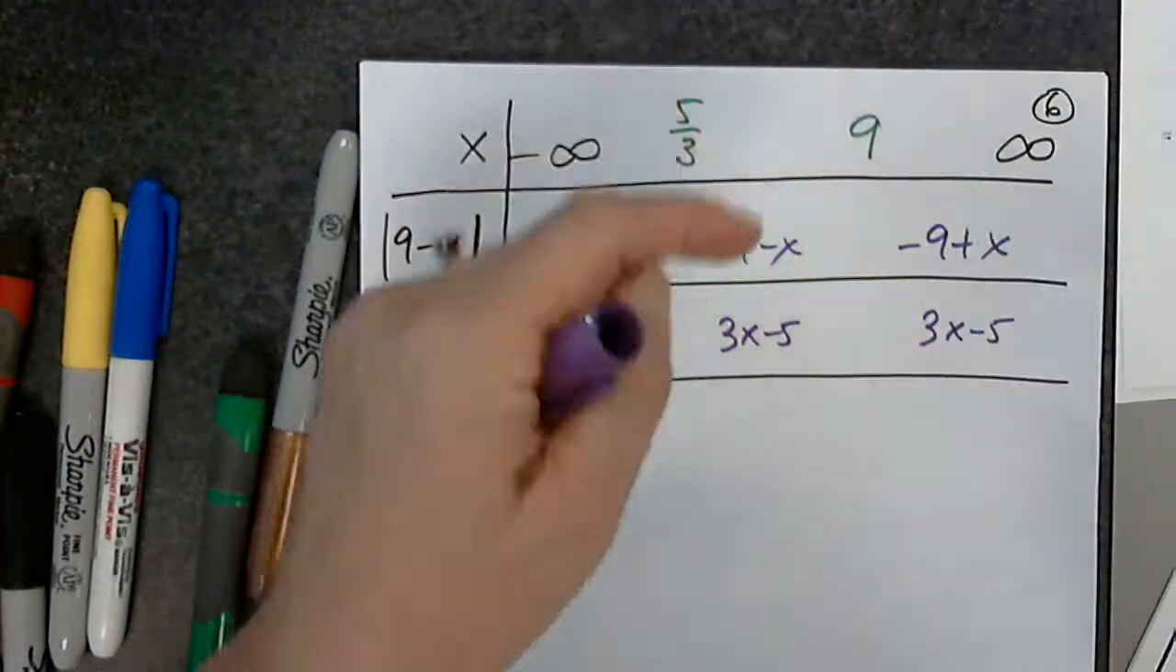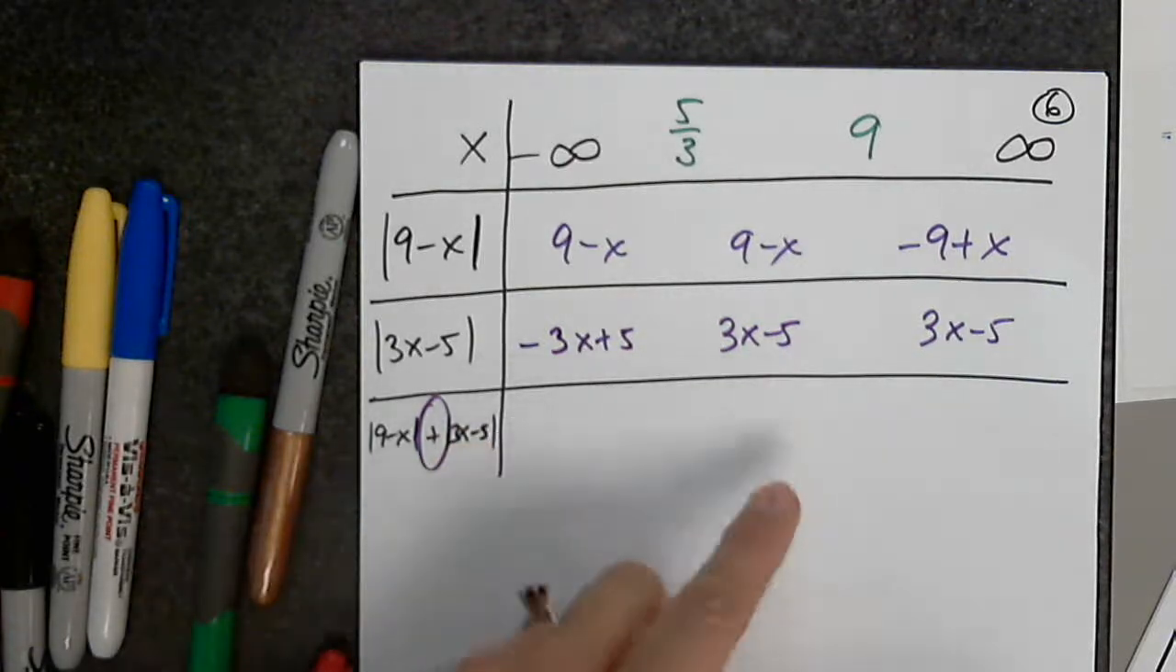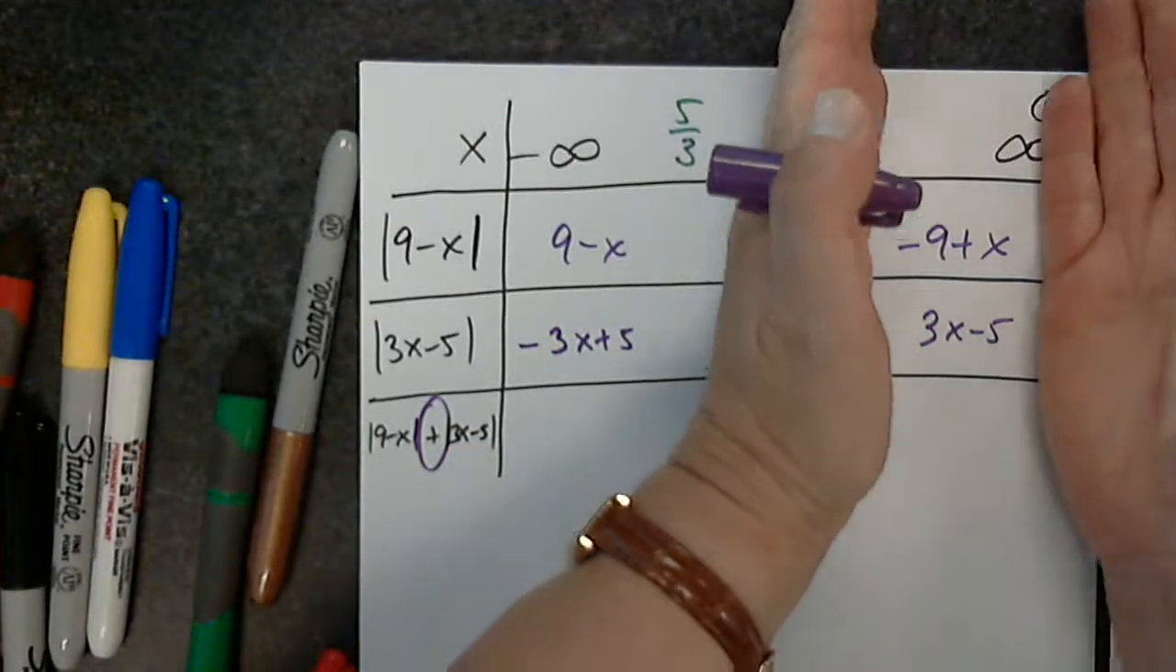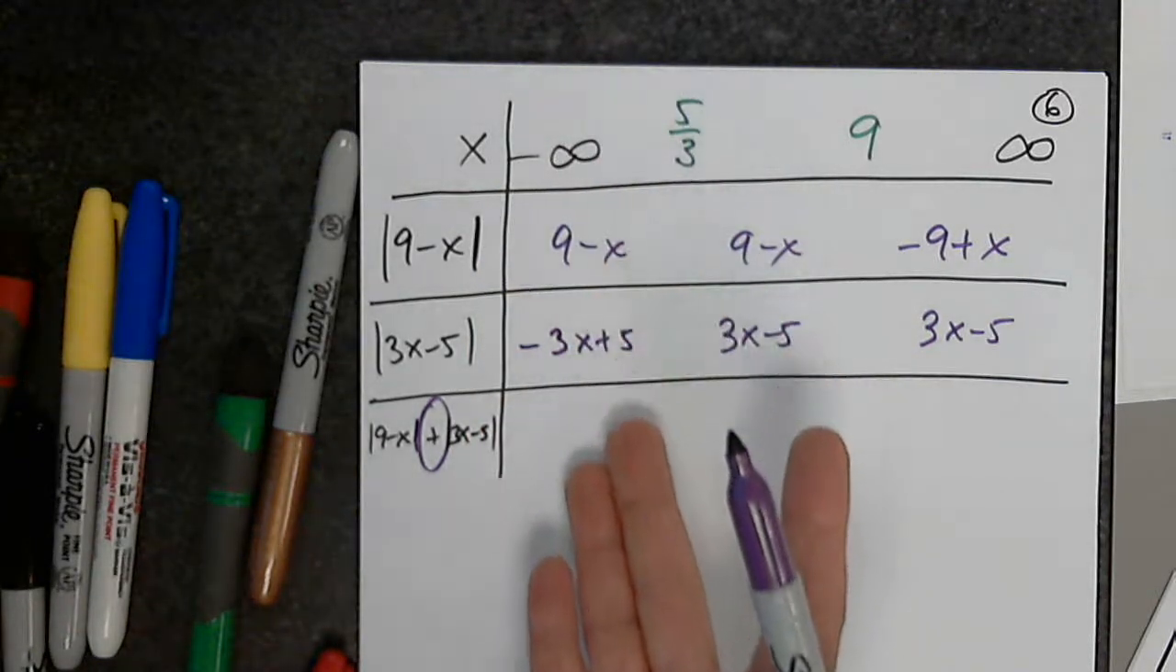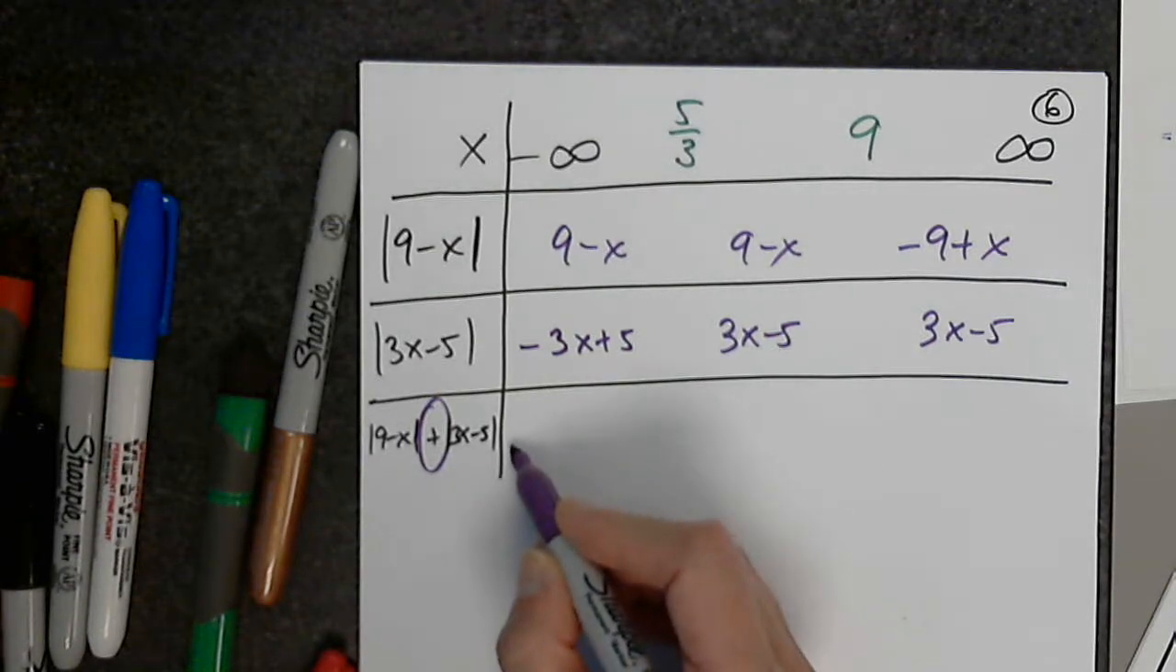On this subinterval, I will add 9 minus x to 3x minus 5, and I'm going to get an answer. And on this subinterval, I add negative 9 plus x to 3x minus 5, and I'll get a different answer. So please add these like terms and tell me what to write.